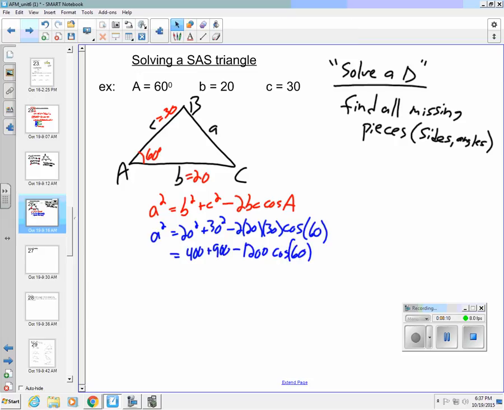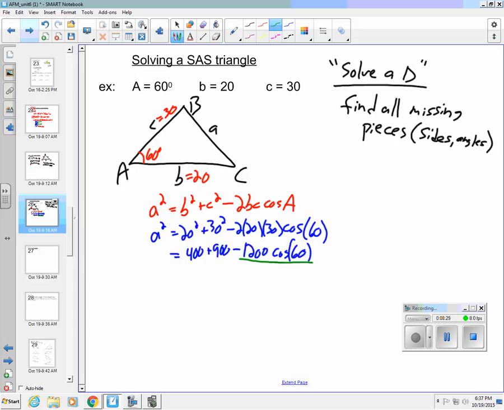One important thing to note here, a very common mistake people make using this formula, is that this 1200 is a coefficient for cosine. It's stuck to cosine. We can't subtract 400 plus 900 minus 1200 and then multiply by cosine. These are stuck together, so they have to be evaluated together.